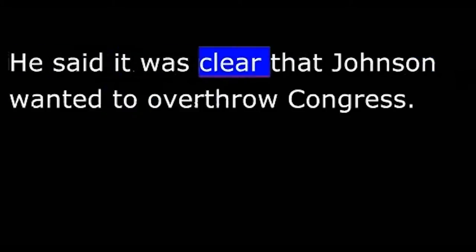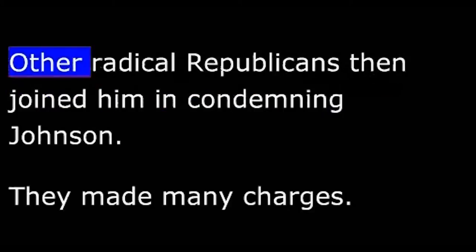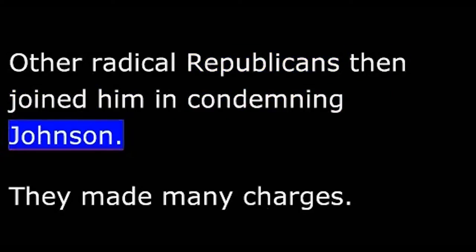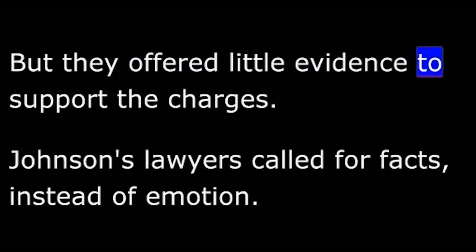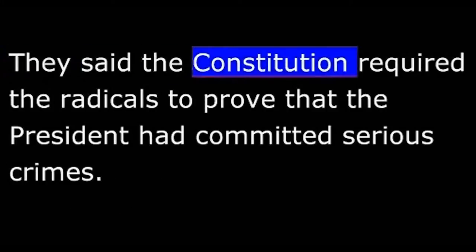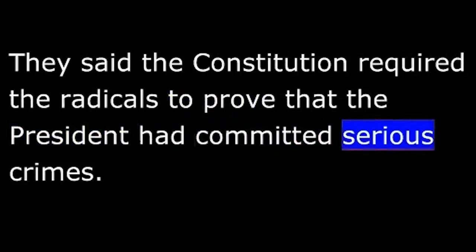He said it was clear that Johnson wanted to overthrow Congress. Other radical Republicans then joined him in condemning Johnson. They made many charges, but they offered little evidence to support the charges. Johnson's lawyers called for facts instead of emotion. They said the Constitution required the radicals to prove that the president had committed serious crimes. Andrew Johnson had committed no crime, they said.